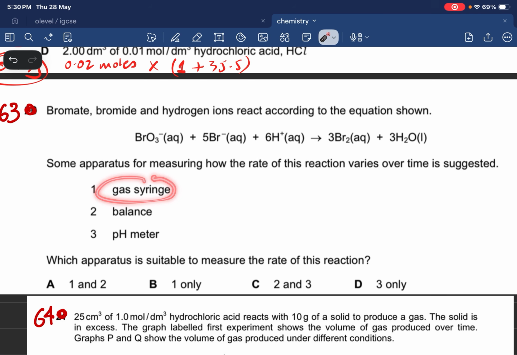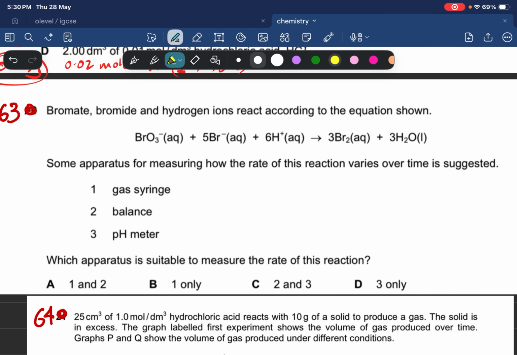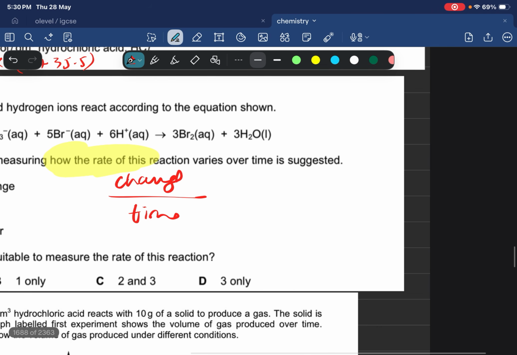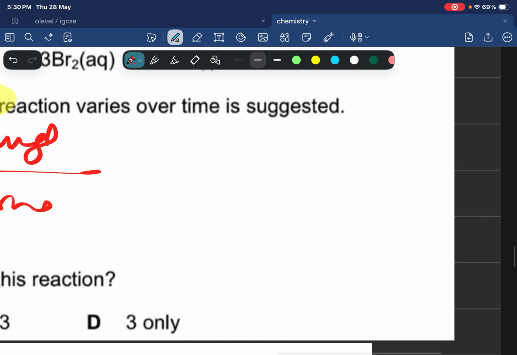Okay, what are we measuring? We are measuring the rate. Rate means change in whatever, in the product or in the reactant or whatever change is happening, divided by time. We divide anything by time, it becomes the rate. Like for instance, I can write chemistry. I have to write chemistry 5 times.